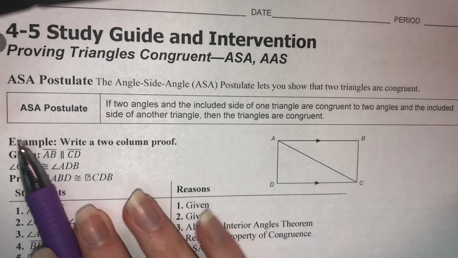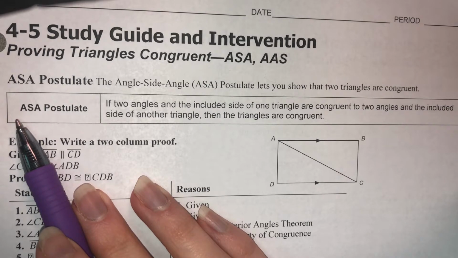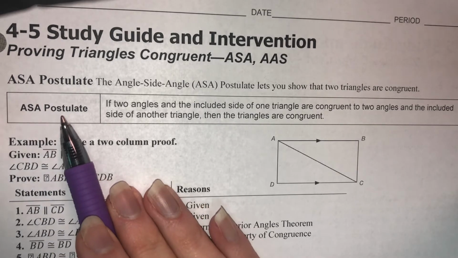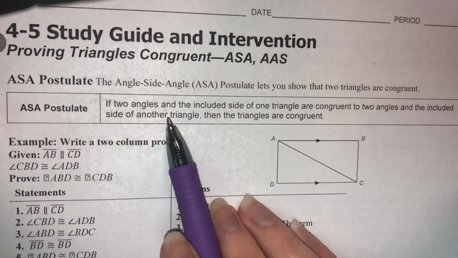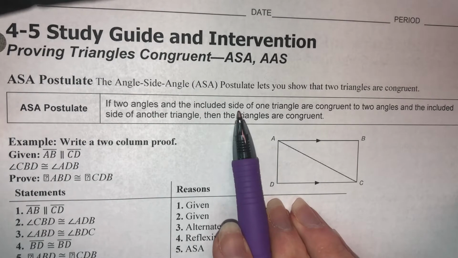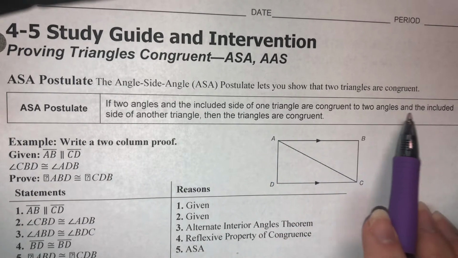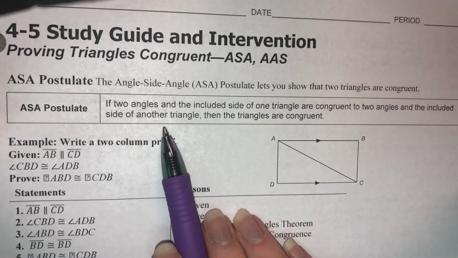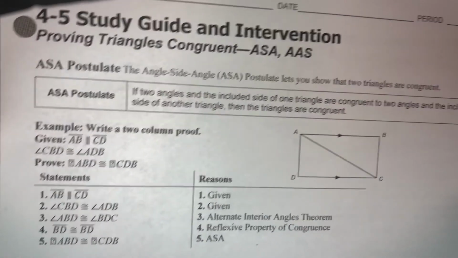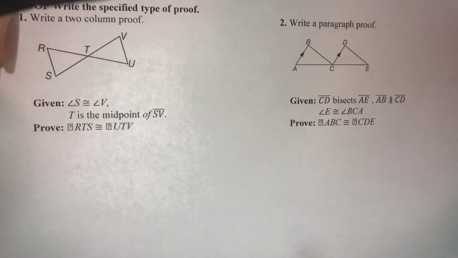The first one is called the ASA Postulate, and the A stands for angle and the S stands for side, so this is the angle side angle postulate. If two angles and the included side, so the included side is the one that connects those two angles, of one triangle are congruent to two angles and the included side of another triangle, then the triangles are congruent. So we're going to look at how we can use this to prove that triangles are congruent.